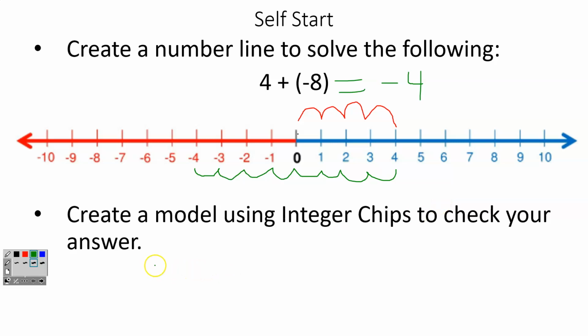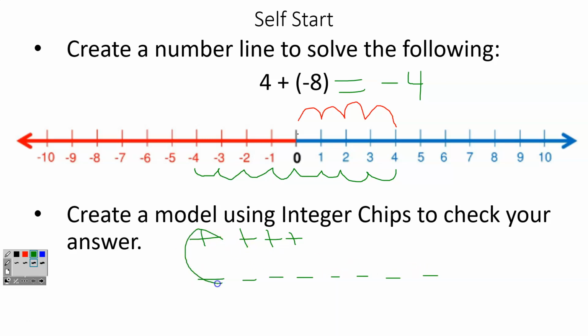The second part says create a model using integer chips to check your answer. So integer chips, again, as a reminder, those are things like plus sign and minus sign, just to kind of show positive and negative. So looking back up here, that 4 is a positive, so I'm going to draw myself 4 positive signs. My 8 is a negative, so I'm going to go ahead and draw 8 negative signs.